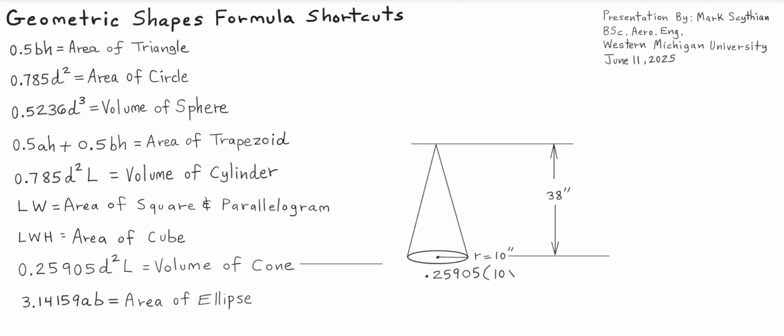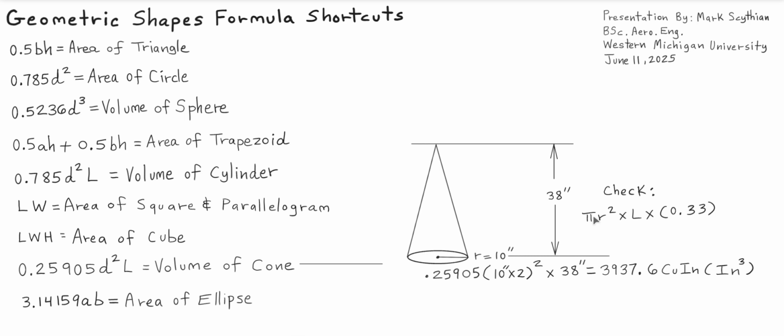0.25905 times diameter squared, so 10 times 2, 20-inch diameter squared, then times the length. In this case it's the height, so 38 inches, and then we calculate this value here. So we can check the consolidated method. So there's your pi r squared, area of a circle, times the height or the length, and then times 1/3, 0.33. So we calculate the same value approximately.